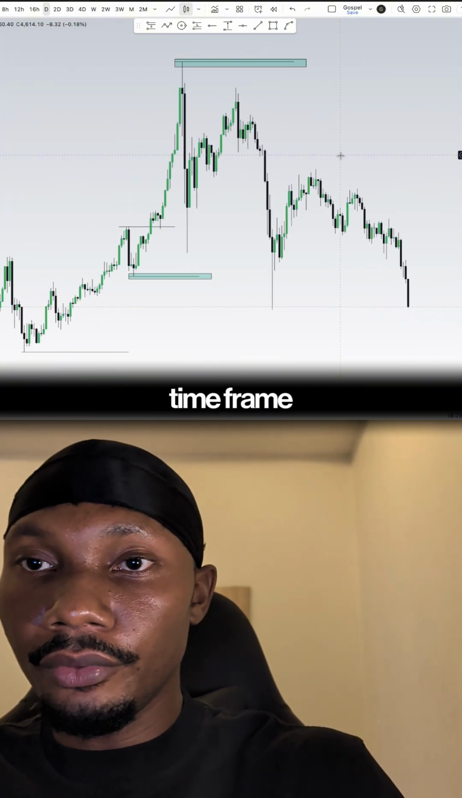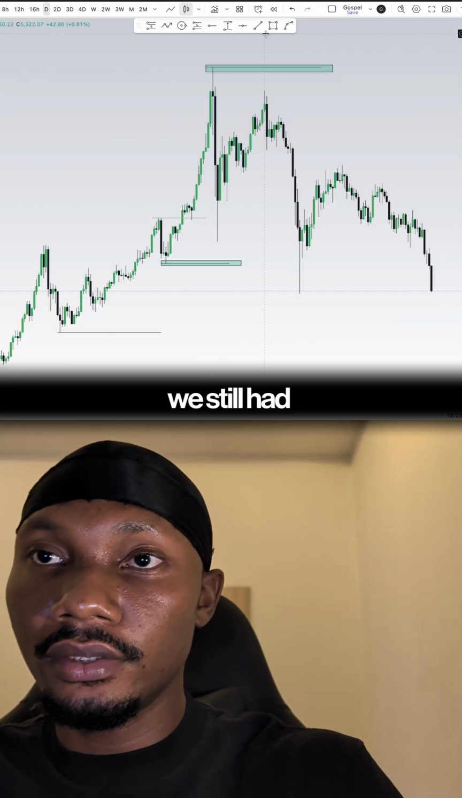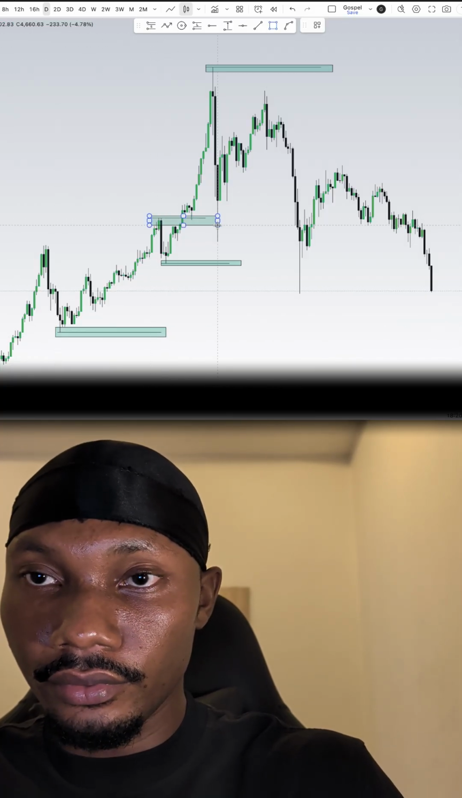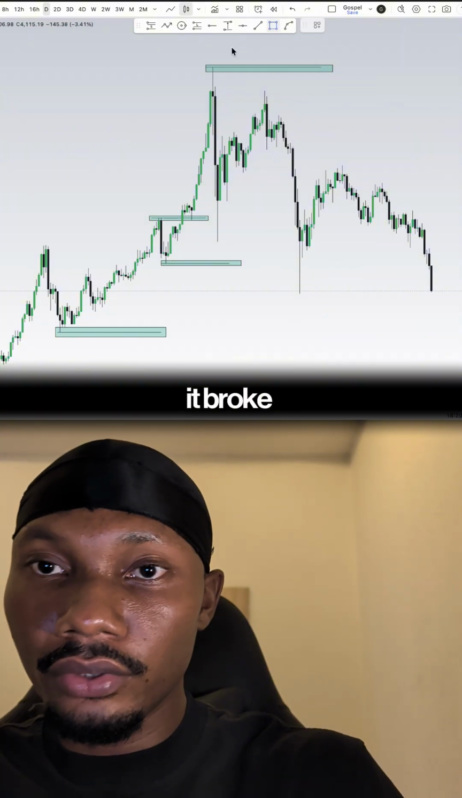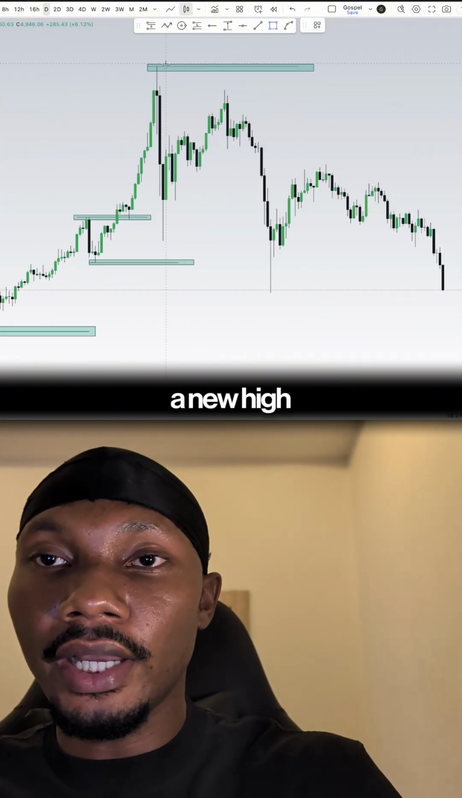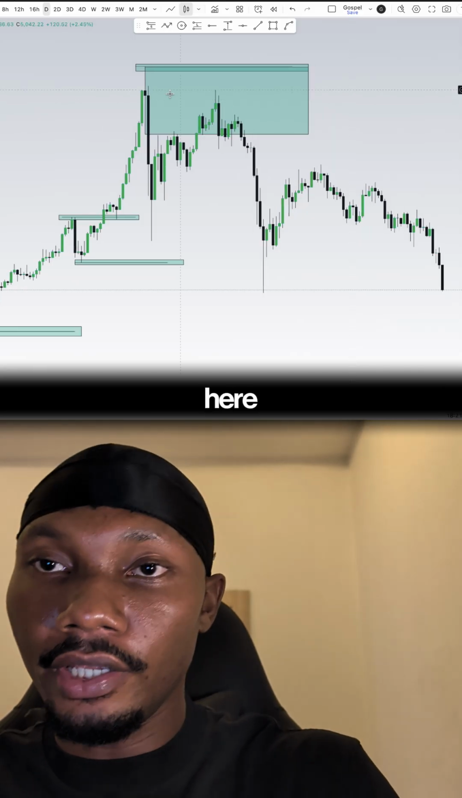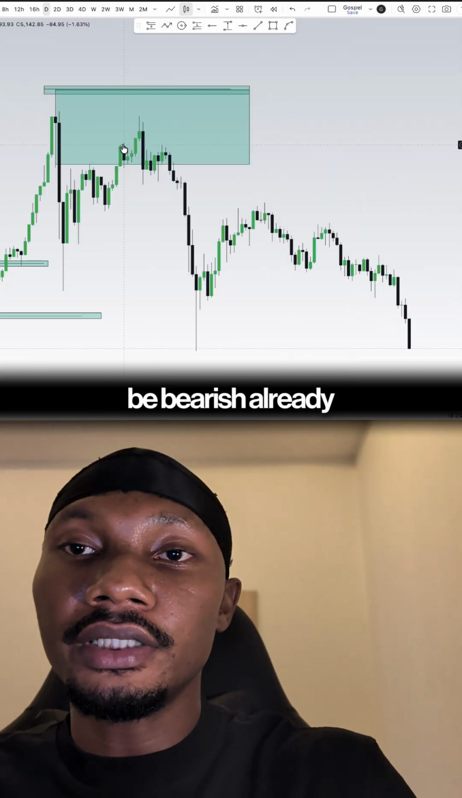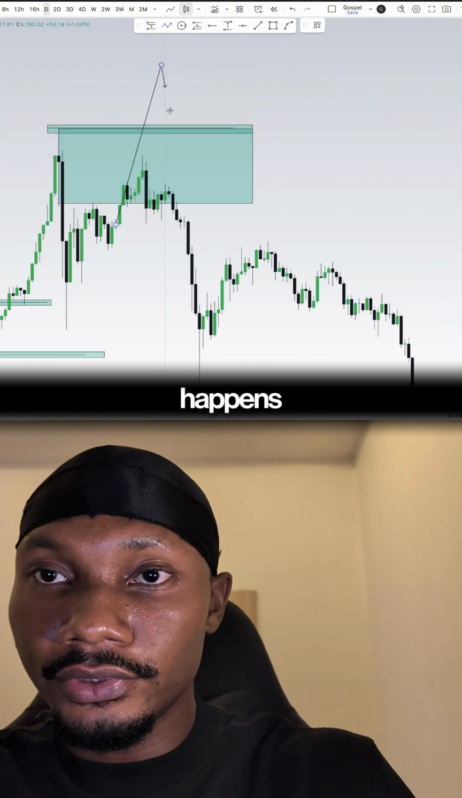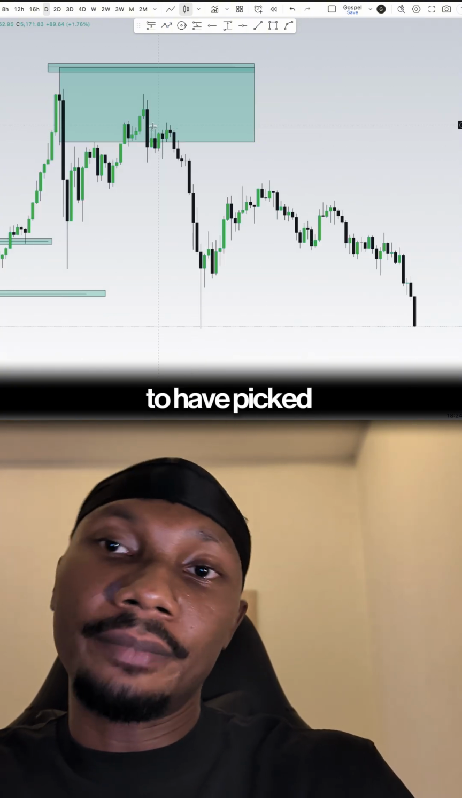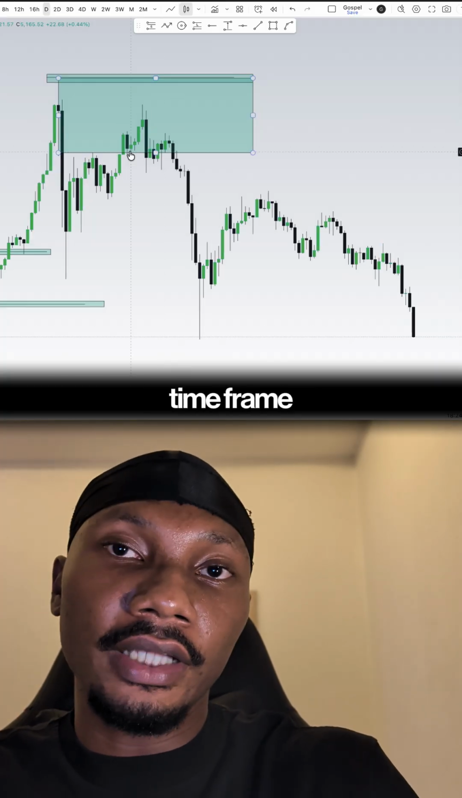So on the daily time frame, you can see that we still had this as our first low, this as the high, because it broke this high. As price formed a new high, it dropped, creating a supply zone here. So as price traded into this supply region, we should be bearish already. This is because until this happens, we should be bearish. So all we are waiting for to have picked a sell here was a smaller time frame break of structure.